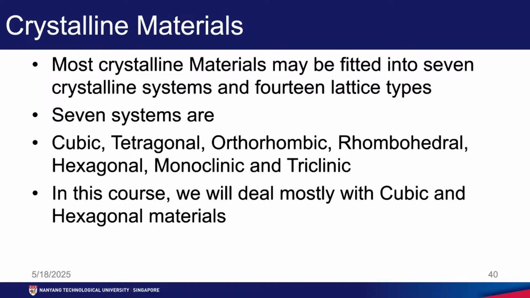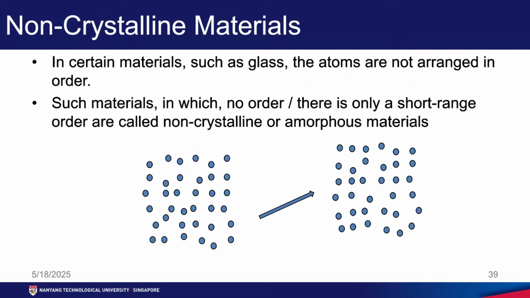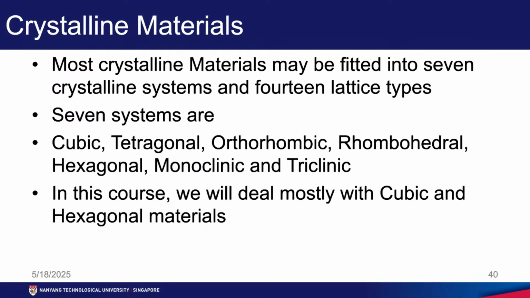Okay. So, you cannot classify amorphous material because they are random. There is no way you can define some randomness, right. So, it will be very random whether you look here or look there, but crystalline materials have been classified into 7 crystalline systems and 14 lattice types.